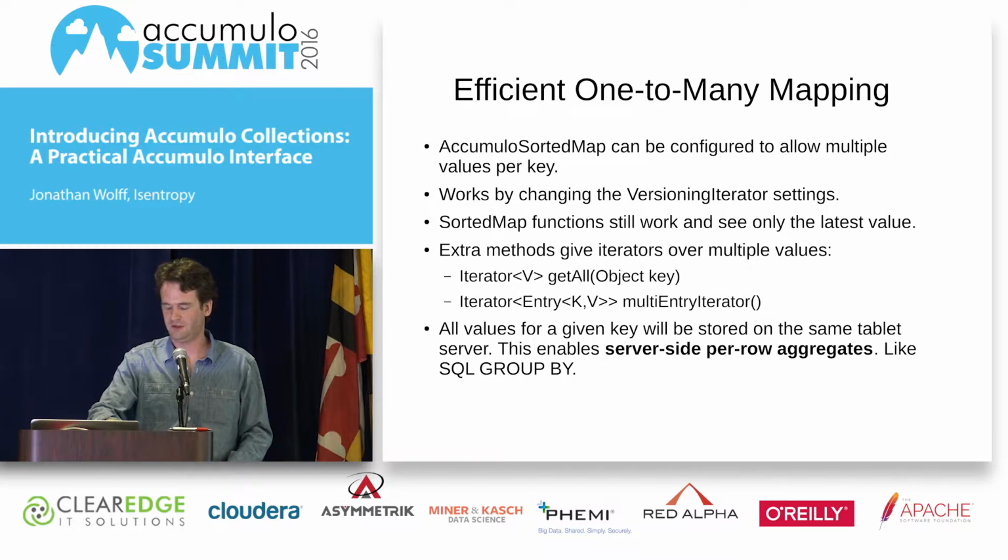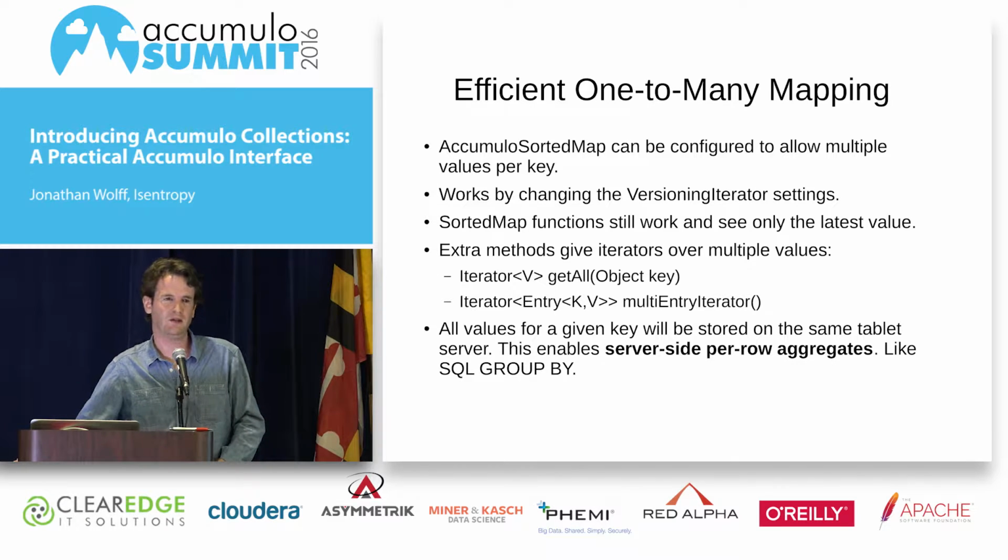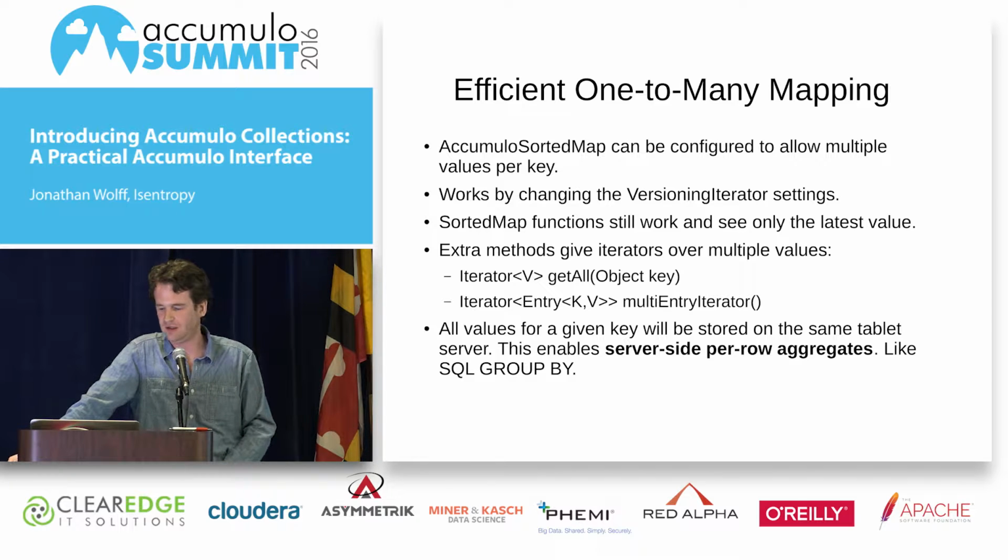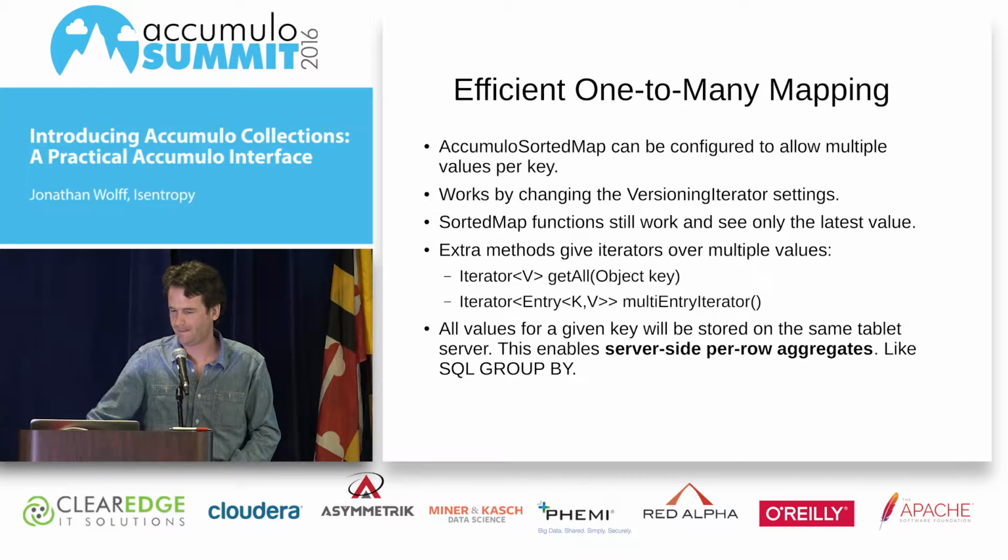Those are the two I have listed below. There's getAll, an iterator over all the values for a given key. And there's a multi-entry iterator that will iterate over all the multiple values for all the keys in the map. The important thing about this is that it allows you to do server-side per row aggregates, like SQL group by. So I'll show you an example of that.